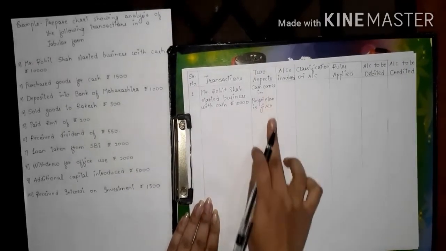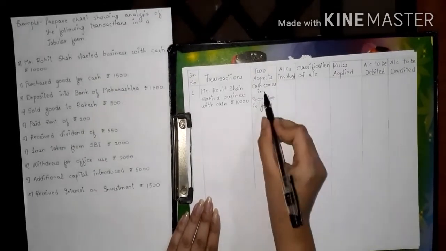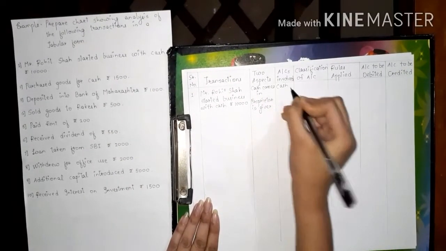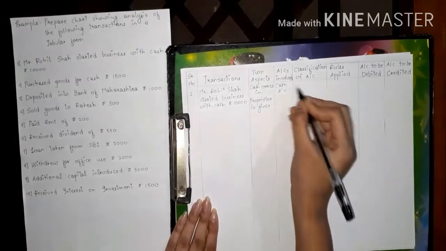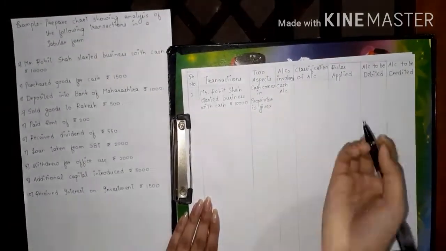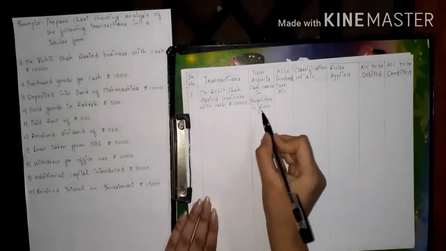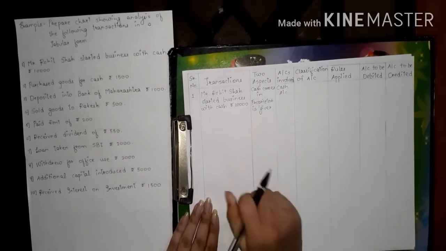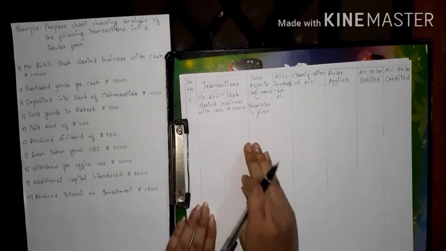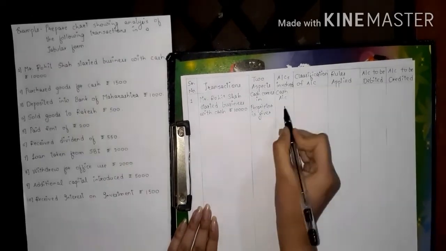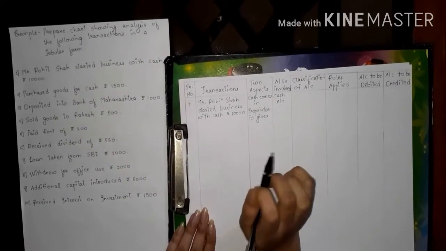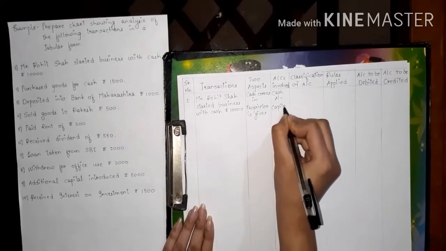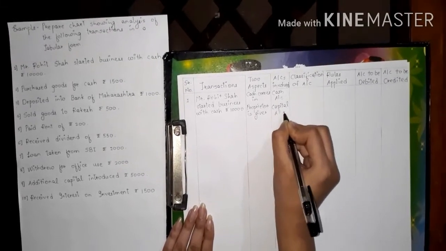Okay. Now, which two accounts are involved? First, in the first aspect, cash account. We already know this. We have already studied this approach, so there is no doubt in this. And second is proprietor is giver. Now, the proprietor has given money into the business in the form of capital. He has introduced capital in the business, so capital account is involved in this transaction. Capital account, second account.